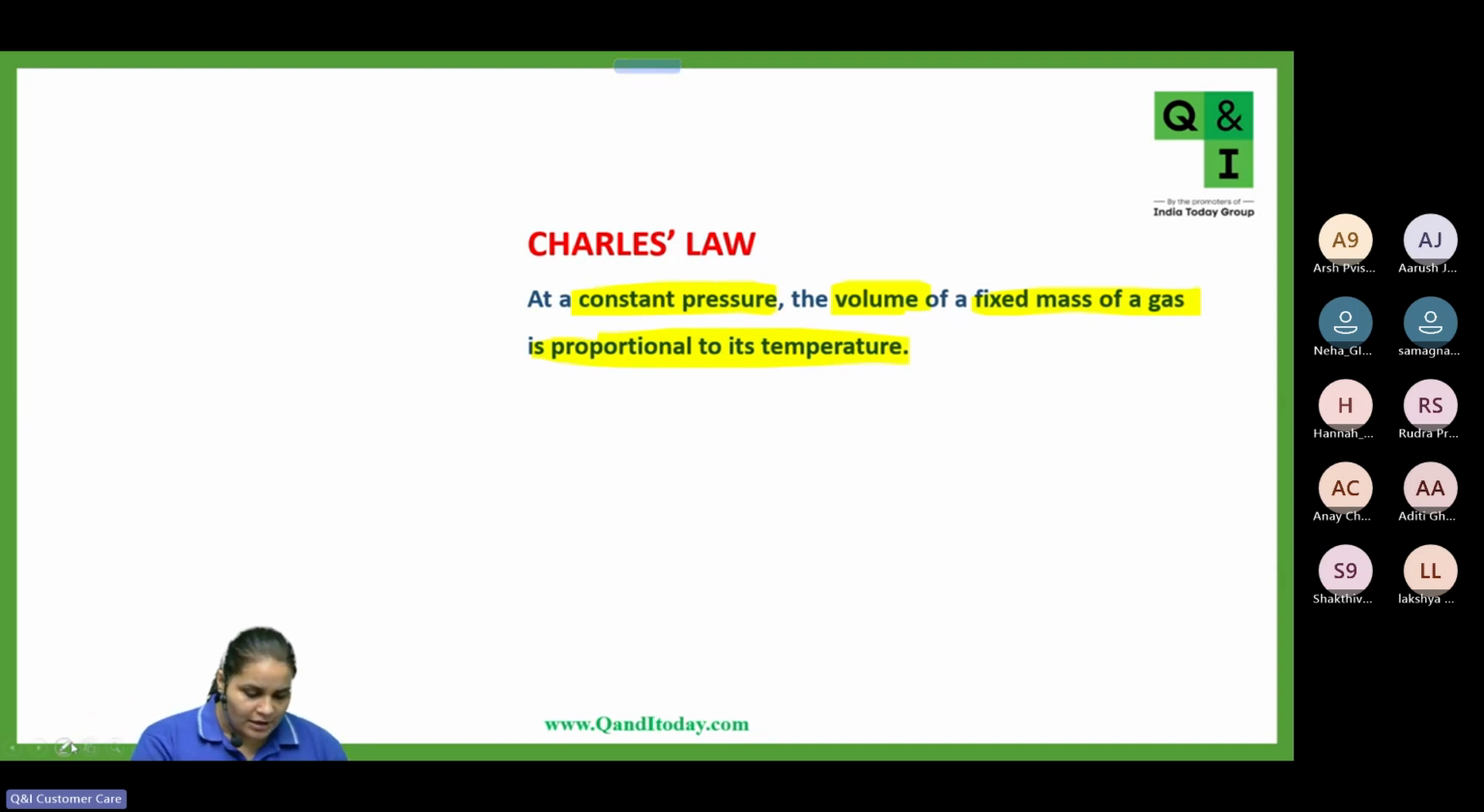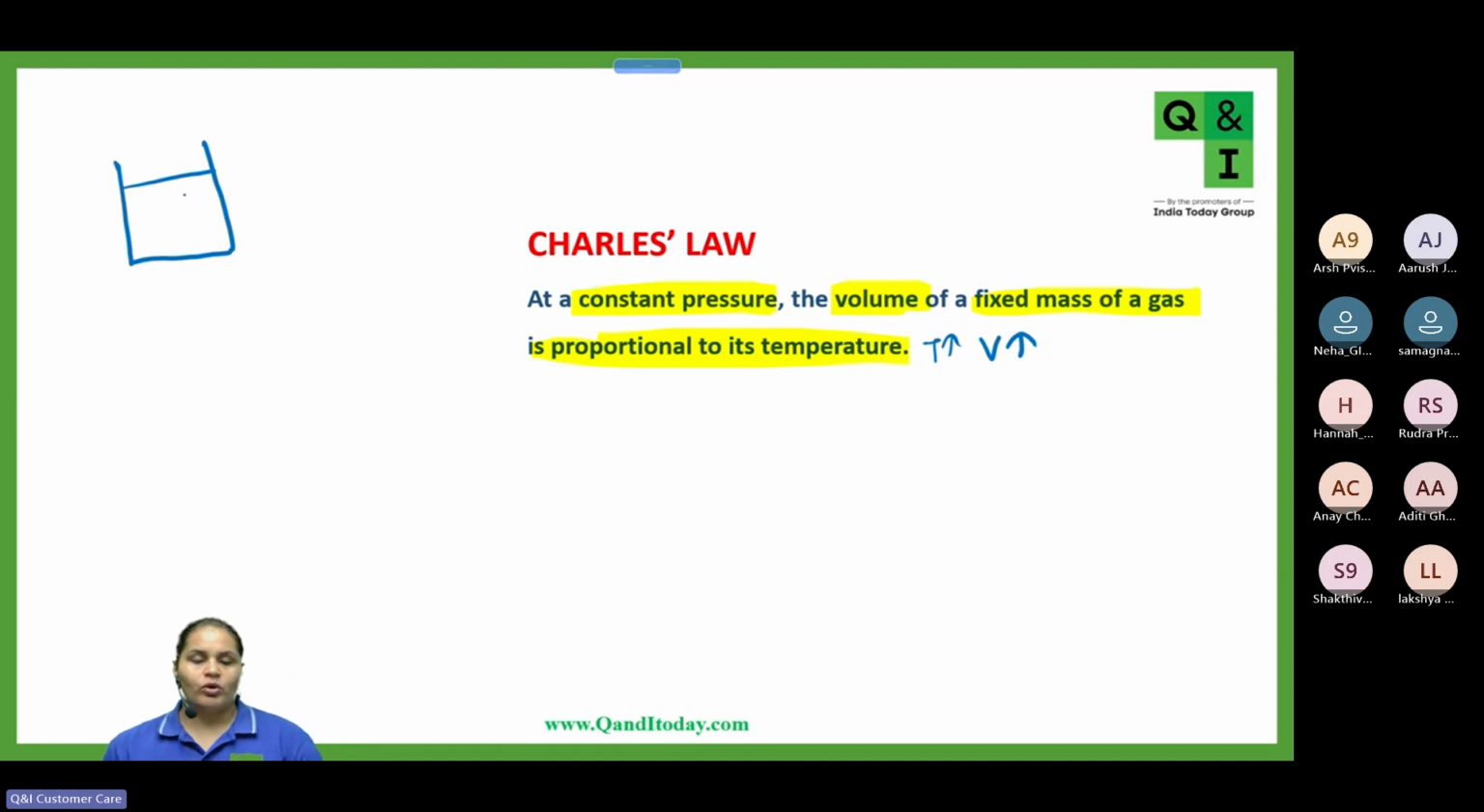What does it mean? For a fixed pressure, if you increase the temperature, volume will increase. But it is only possible when you fix the pressure. You are not changing the pressure. So if you increase the temperature, volume will increase. Now, how is it? Look here. If I have a container here having this much volume, gas is here.